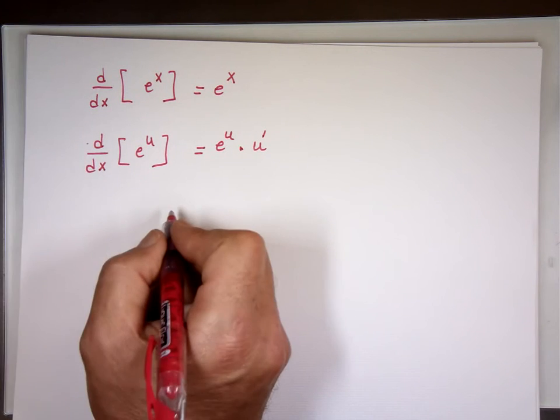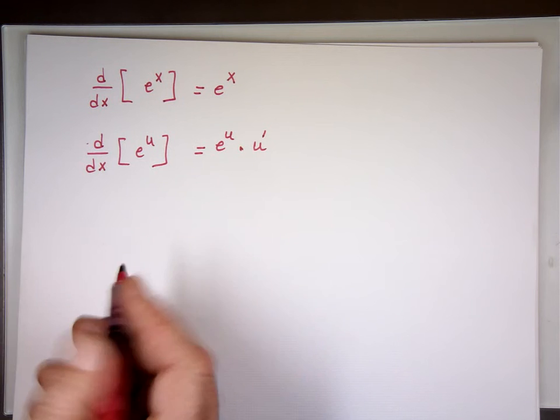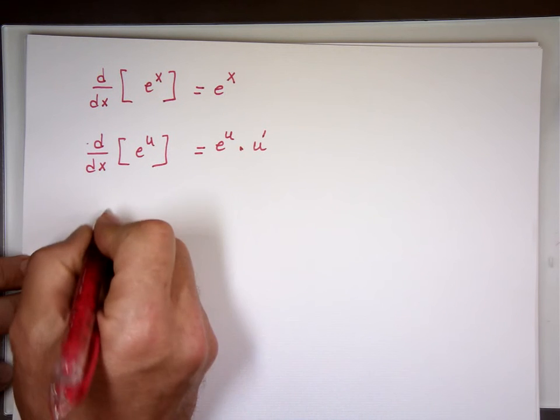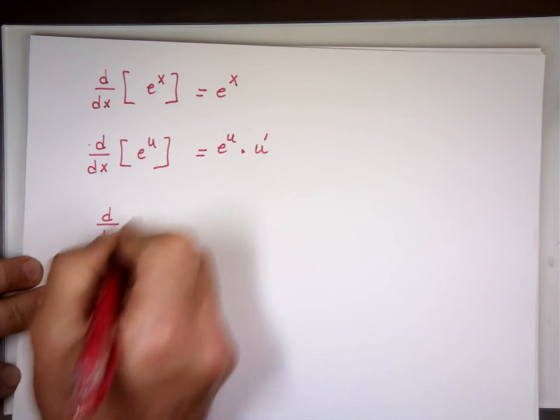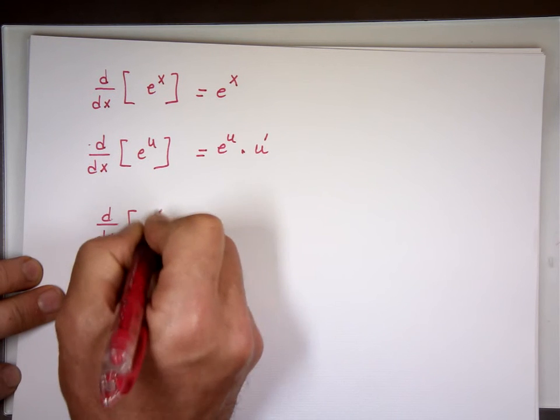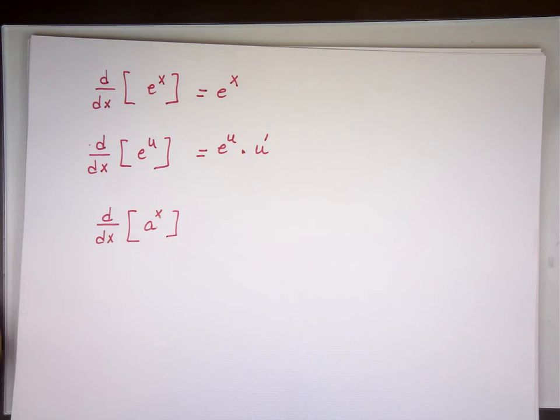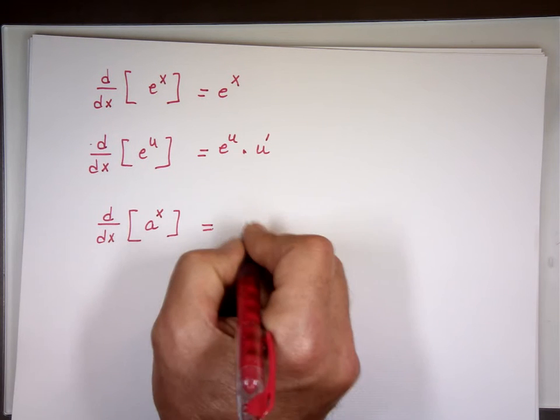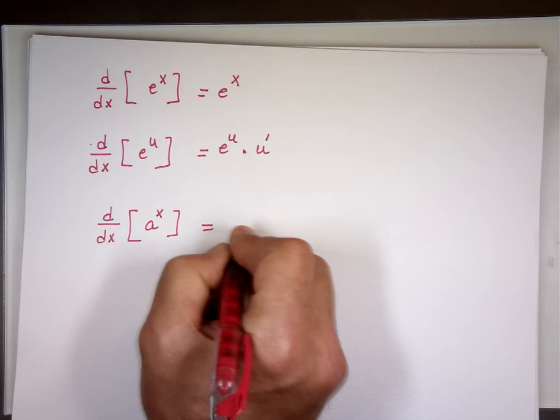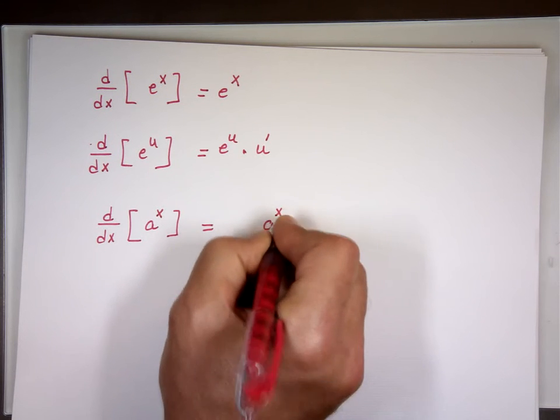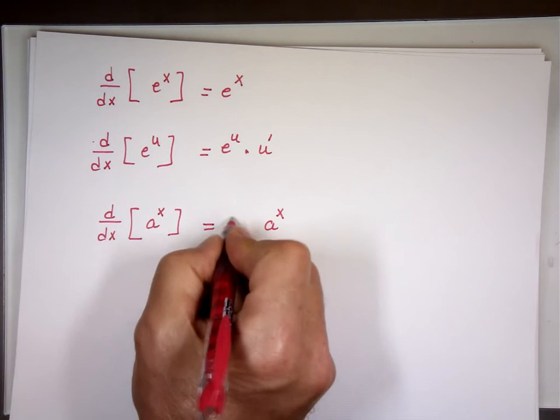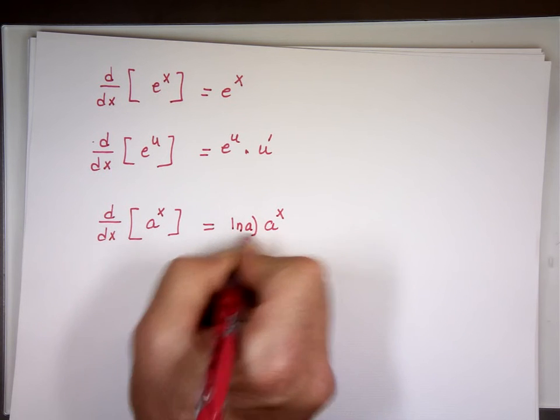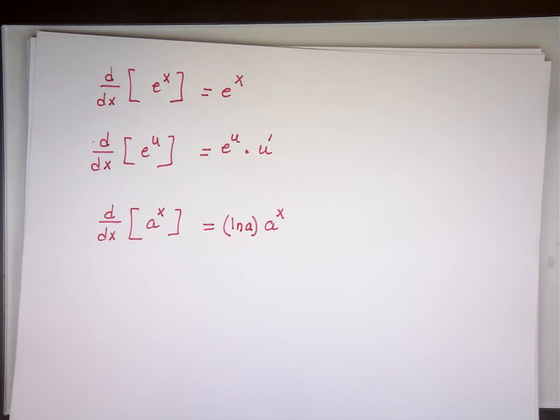What about if it's not e? If it was some number besides e? What's the derivative of a to the x? Any number besides e, like 2 to the x. The answer to that, just like e to the x, will be a to the x, except a little adjustment: the natural log of a. You've got to multiply it by the natural log of a.